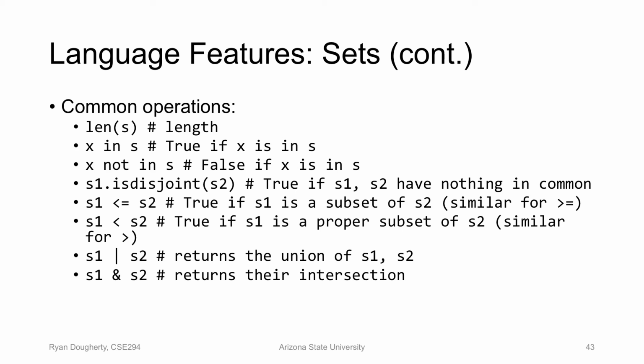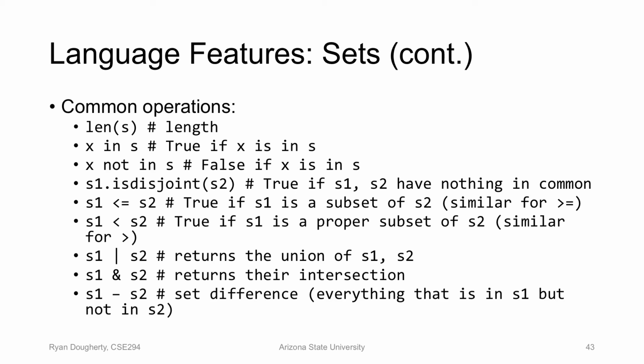S1 and S2 returns the intersection, a set which contains all the elements that were originally in both of the sets. So it's almost the opposite of the union operator, but here it's just doing the intersection, which is the elements that are in both of the sets.